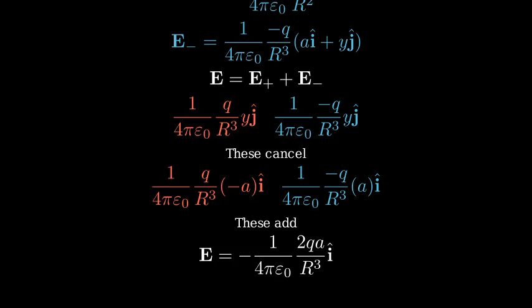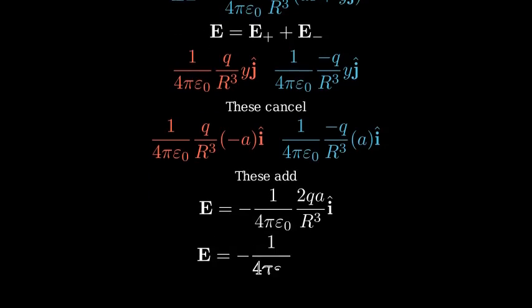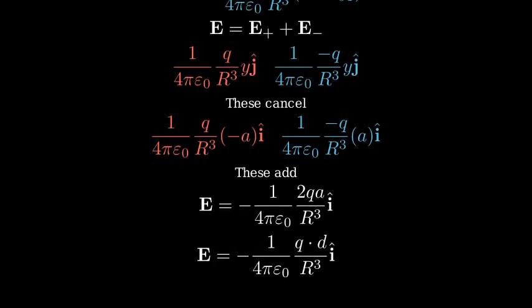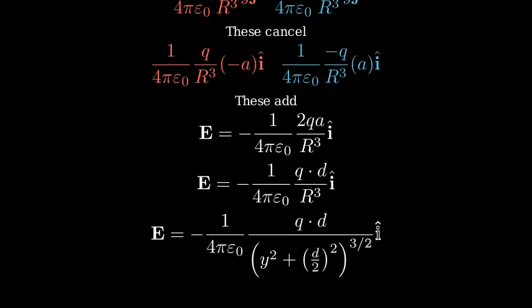Let's now substitute a equals d over 2 to express the field in terms of the dipole separation d. We have E equals negative 1 over 4 pi epsilon naught times q times d over r cubed times i hat. Substituting the value of r, we get E equals negative 1 over 4 pi epsilon naught times q times d over the quantity y squared plus d over 2 squared, raised to the power 3 halves, times i hat.